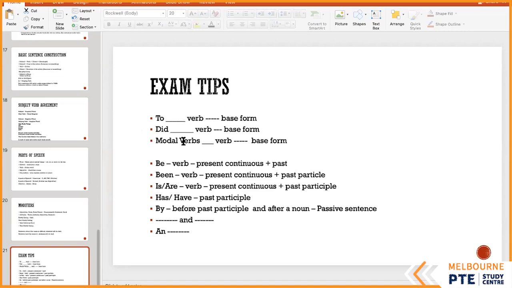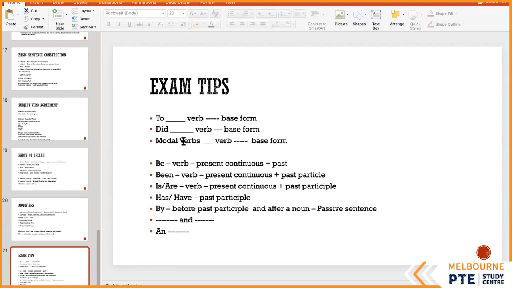Then whenever we have modal verbs, again, after a modal verb the verb must be in the base form. What are modal verbs? Any idea? Helping verbs? Close, but a different type. Not helping verbs, but yes, they are like auxiliary verbs. They are should, would, could, might, will, and those ones.